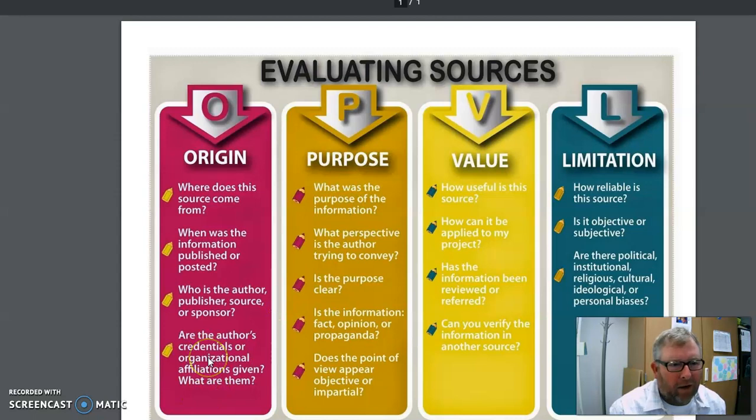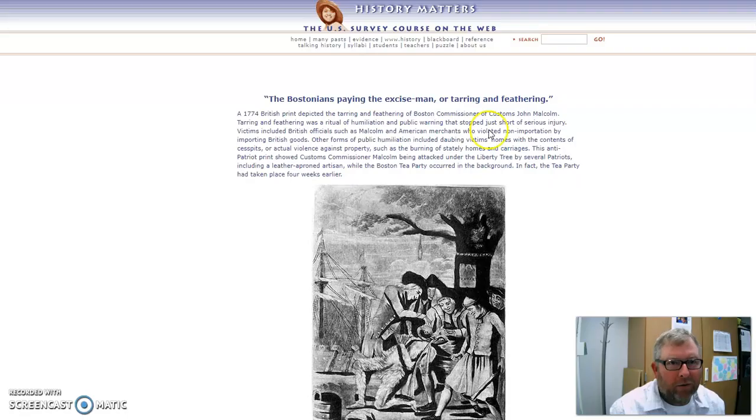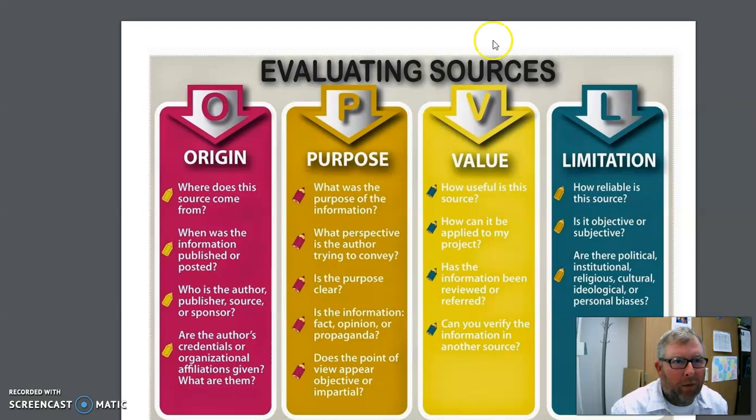And then lastly, are the author's credentials or organizational affiliations given? Not really. If you look at the source, it doesn't say who was doing it, but we can make the interpretation that the origin was of a pro-British side because it's the Bostonians doing this to the tax guy, the excise man. So we would say probably that the credentials are pretty standard because we get the understanding that this was what they were doing. All right, now we move on to the purpose part.